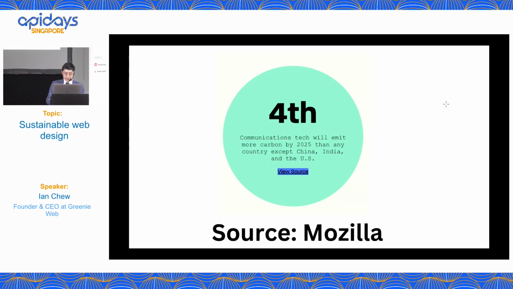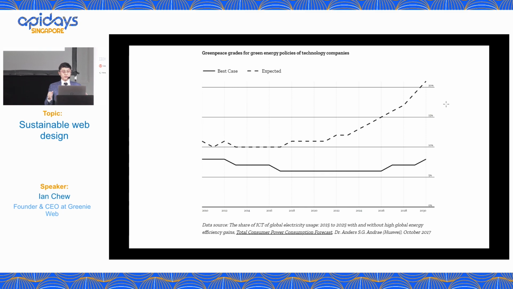One of the things that I got, and this is by the Mozilla Foundation, is that based on their research, communications tech, which is basically what we've been talking about, will emit more carbon by 2025, which is basically 2 years' time, than any country except China, India, and the US. So it's a huge amount of CO2 we're putting in the atmosphere, and this is something that Greenpeace came out with in a study a couple of years back.